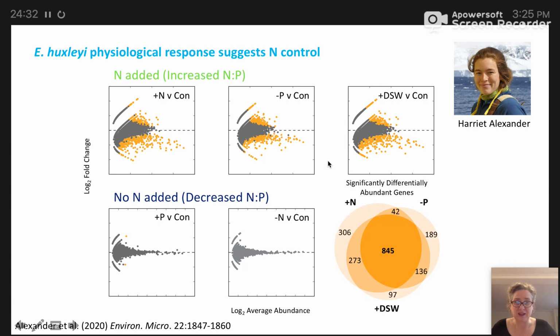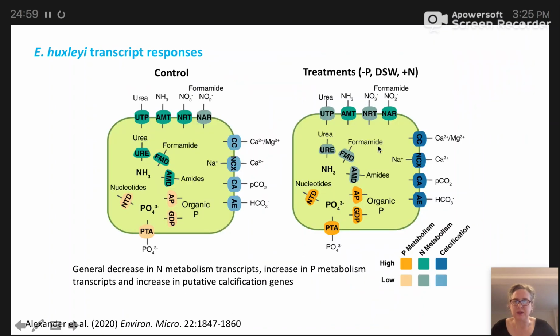And the answer to that is largely yes. So again, this is a very conserved response where the majority of the transcripts that are changing across each of these different conditions are the same. So again, very concerted and consistent response to nitrogen addition. Just to summarize what some of these transcripts are, I will briefly highlight those data here.